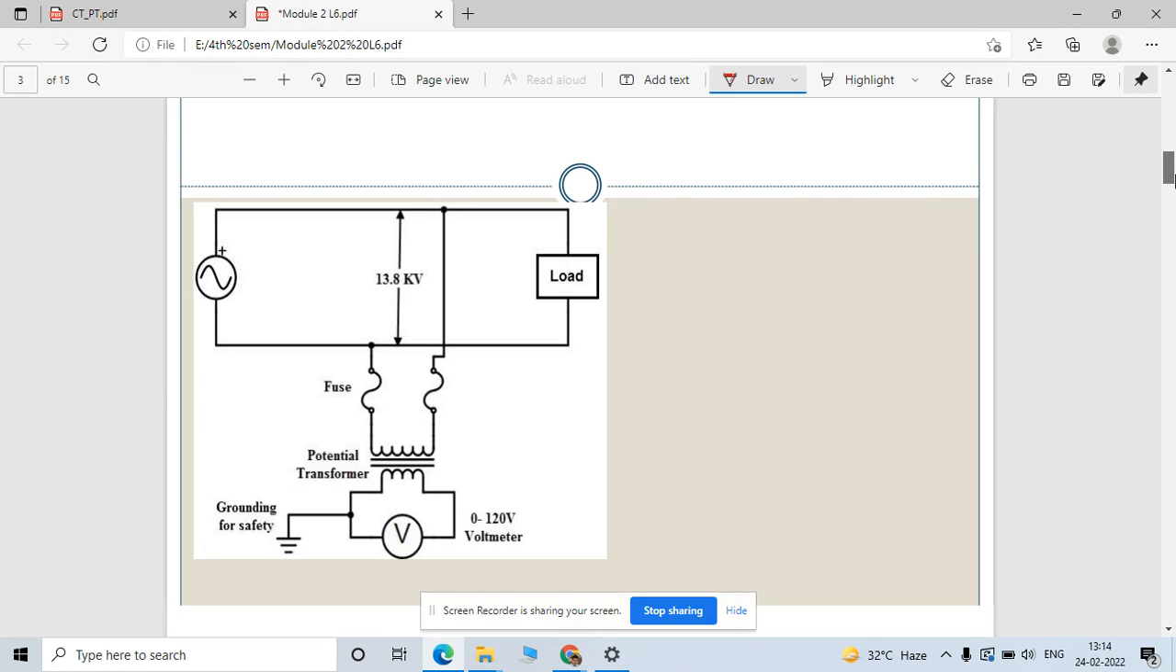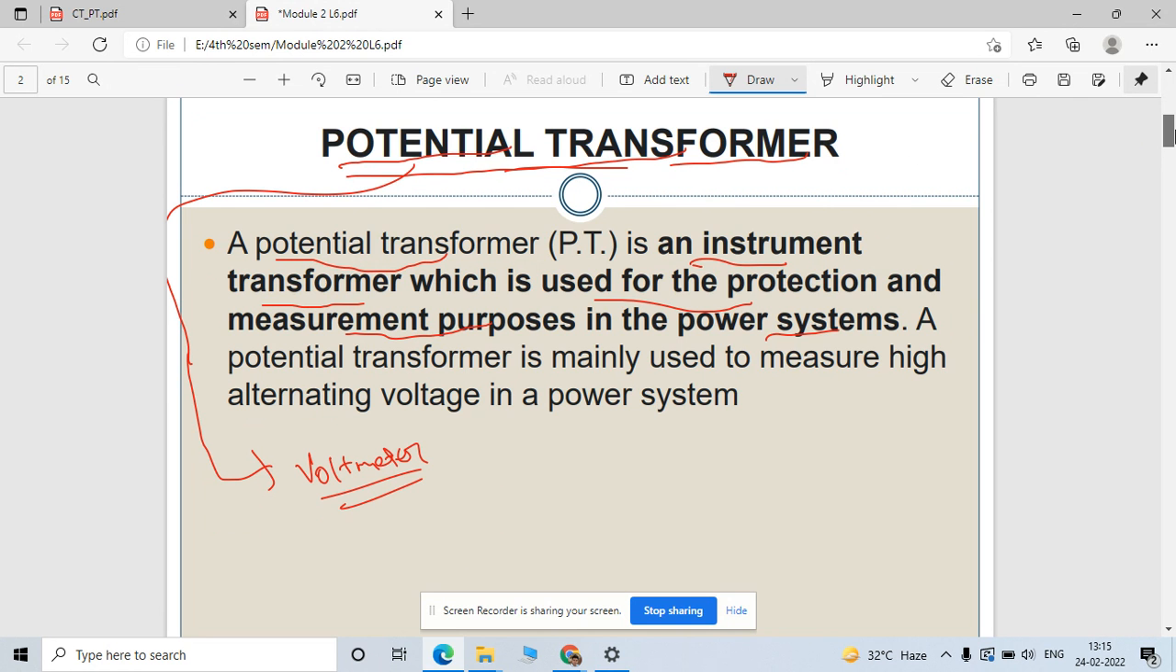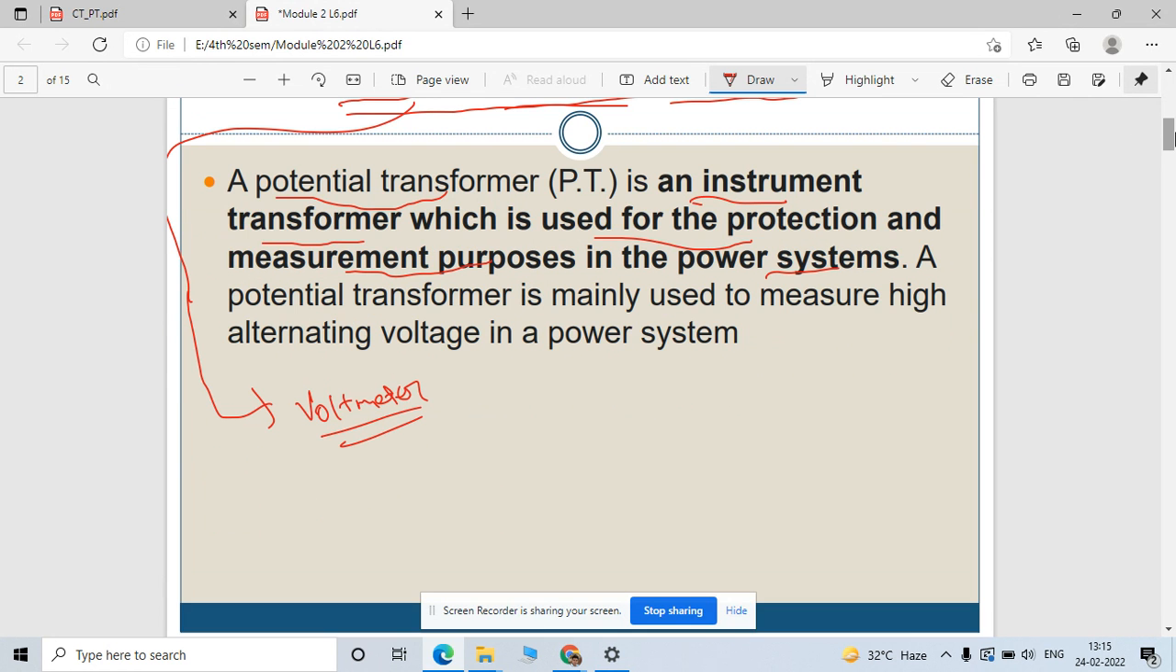So generally, what do we mean by this potential transformer? It is mainly used for the measurement of voltages. You can relate this with a voltmeter. A voltmeter is used in parallel for measuring purposes. The same way, this potential transformer is also used in parallel for measurement of your voltages.